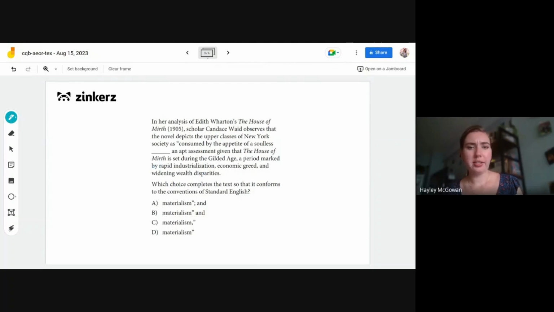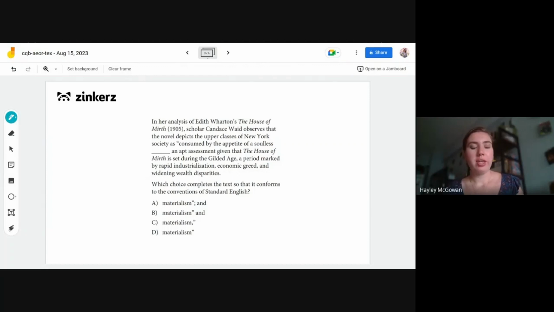So in her analysis of Edith Wharton's The House of Mirth, scholar Candace Wade observes that the novel depicts the upper classes of New York society as consumed by the appetite of a soulless blank. An apt assessment, given that The House of Mirth is set during the Gilded Age, a period marked by rapid industrialization, economic greed, and widening wealth disparities.